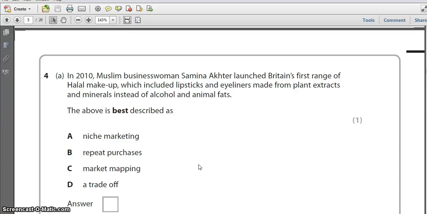You could say it's not B because repeat purchases means that consumers buy the same product again and again because they enjoy the product. Well, you can't comment on that because it doesn't tell us anything about demand. This is a product that's just been released. It's not D, a trade-off. Trade-off is when a business makes a decision, they go with one idea, which means they can't go with another one. Instead, there's been no trade-off here. She's specifically focusing on one type of makeup. So the answer is 4A.